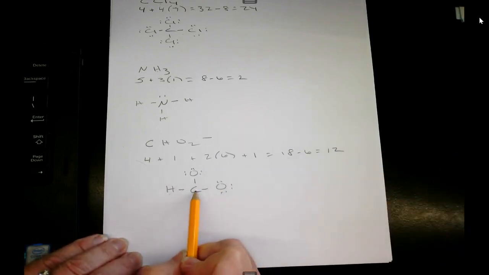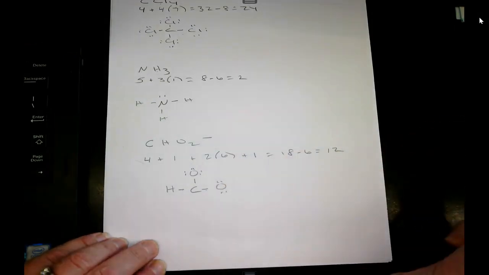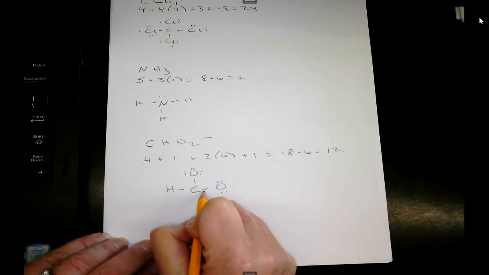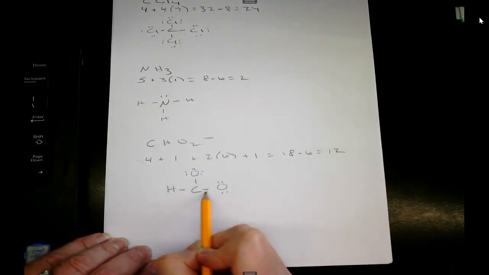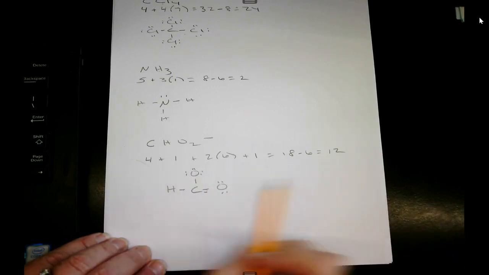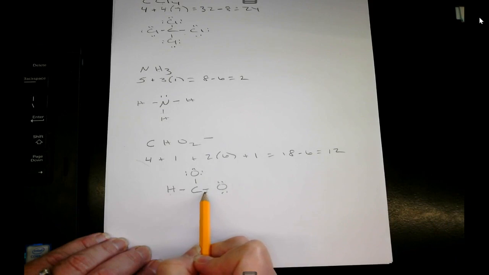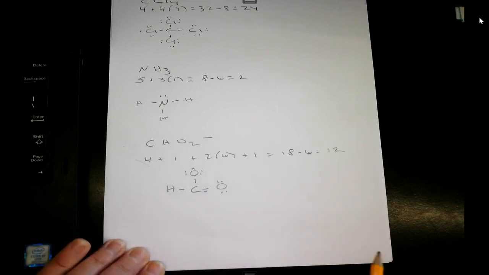But if we look, carbon isn't stable yet because it's only got 6 electrons. So we're going to take a lone pair of electrons off of one of our oxygens, make it a bonding pair. We've still got 2, 4, 6, 8, 10, 12, 14, 16, 18 electrons. But by moving that lone pair of electrons to make it a bonding pair of electrons, now carbon has 2, 4, 6, 8 electrons. So it's stable along with the hydrogen and the oxygens.